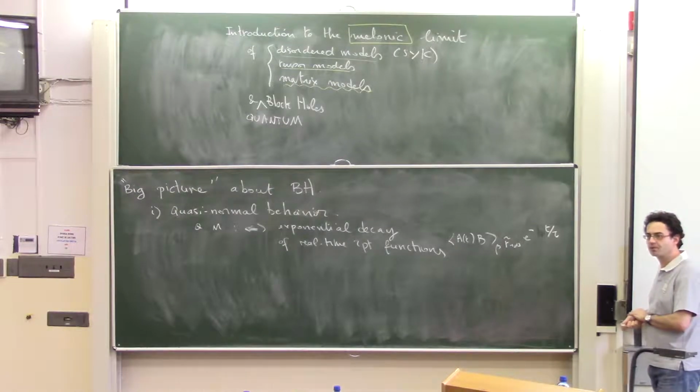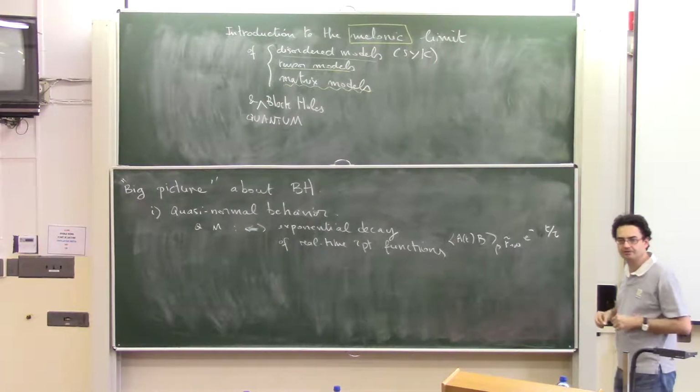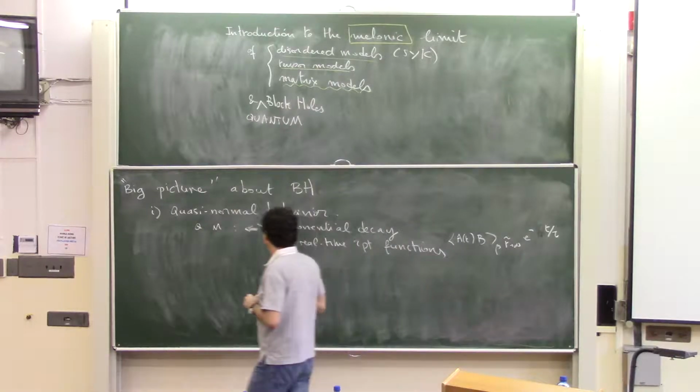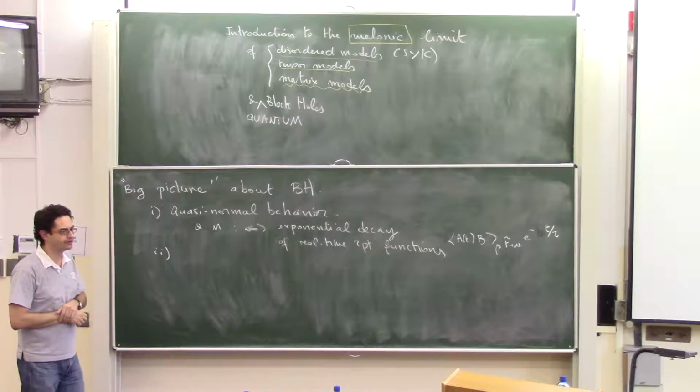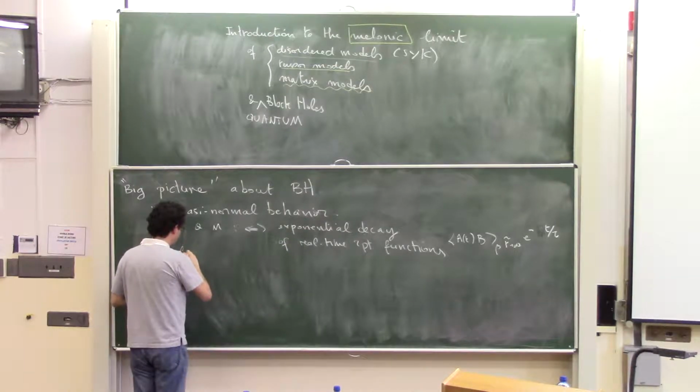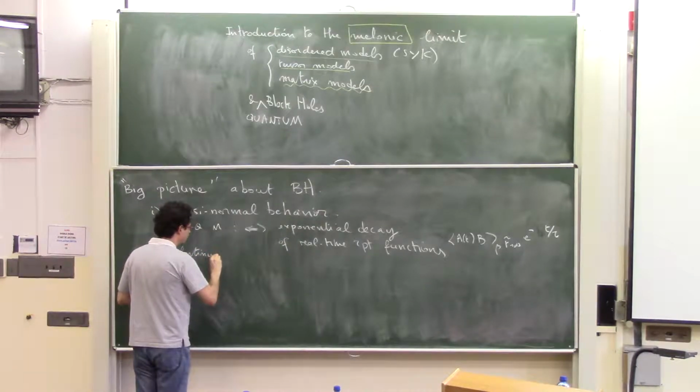If you don't have these properties, you cannot have a horizon. The second property, which is related to the first, is the property of the continuous spectrum.